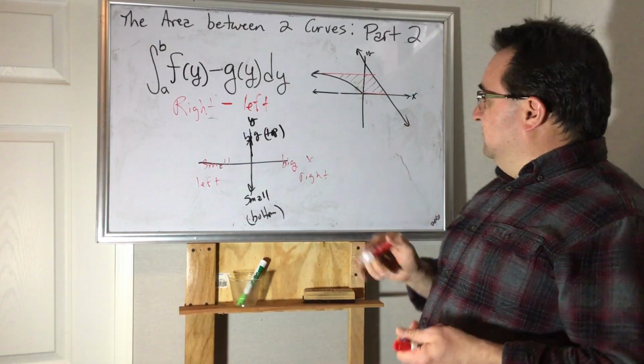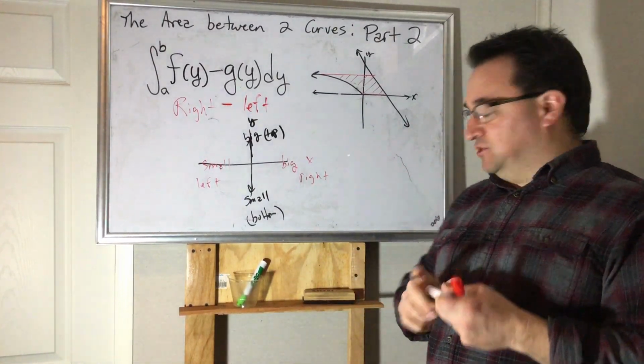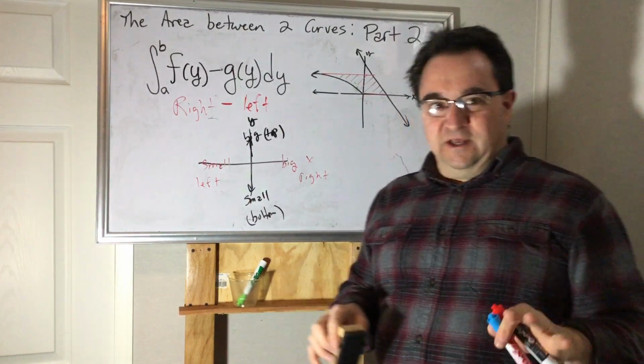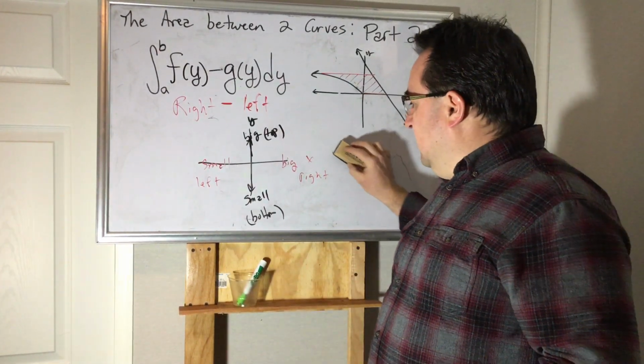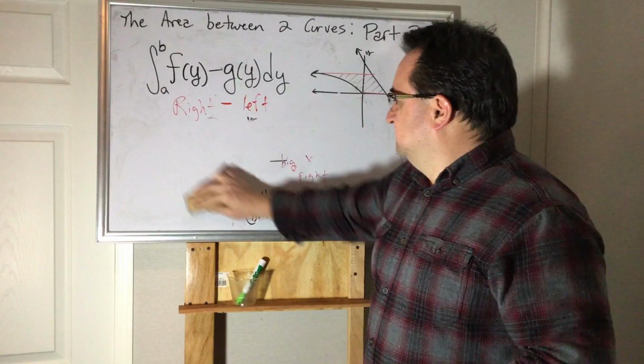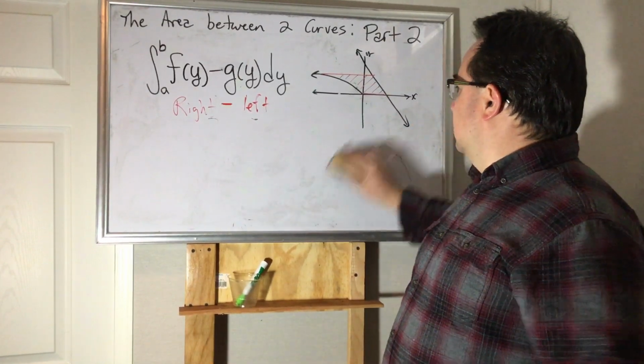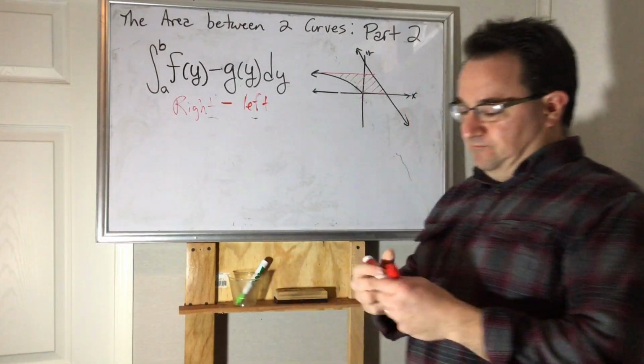And then we're going to have to be a little careful on finding points of intersection here, but we'll get to that in our next example. All right, so I'm going to erase this. Now let's actually try this problem.